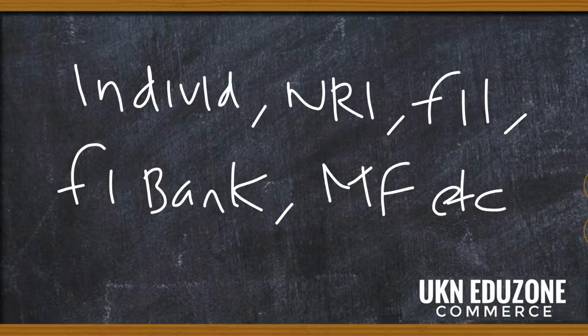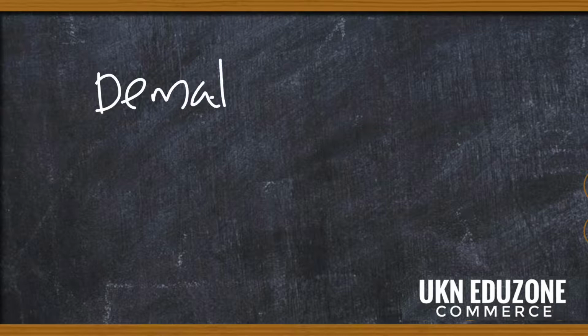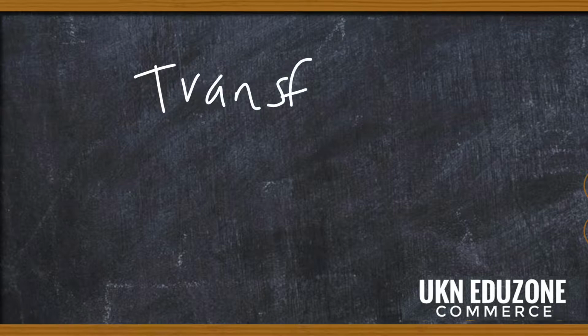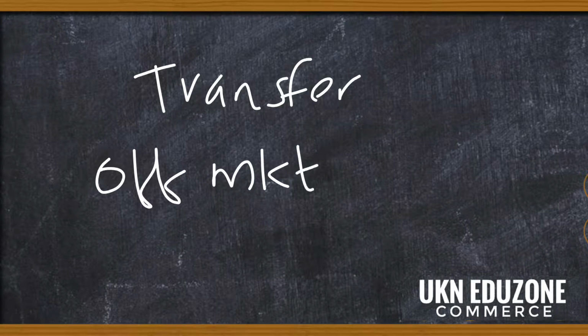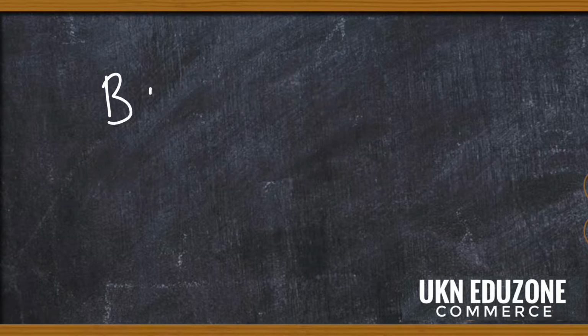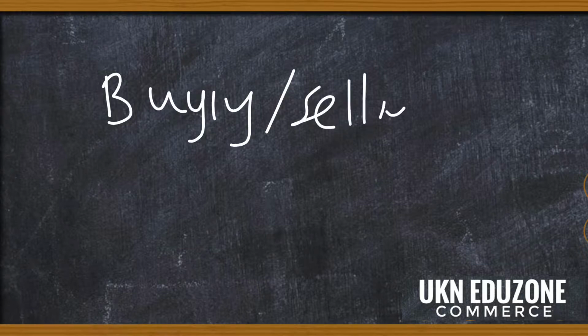Then what about the dematerialization of commercial paper? It is similar to shares. The transfer of commercial paper from one investor to another, that is, from one DMAT account to another DMAT account, is similar to an off-market transfer. For buying and selling of DMAT debt instruments, the procedure for delivery or receipt of the debt instrument is the same as that for equity shares.